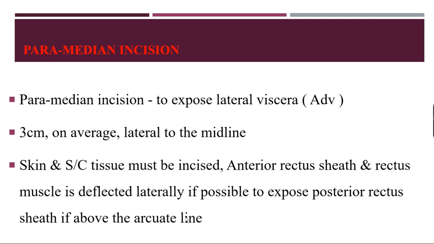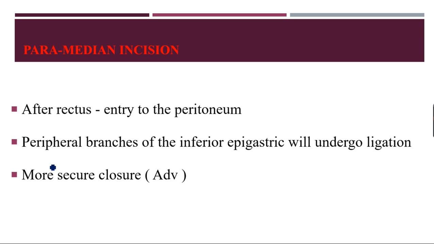There are a few advantages. Whenever we want to expose the lateral viscera, the paramedian incision is always preferred as compared to median incision, as here you can see the lateral viscera we want to explore, and usually it is given an average 3 centimeter lateral to the midline. The skin and subcutaneous tissue must be incised along with the anterior rectus sheath, and here the anterior rectus sheath and rectus muscle are deflected laterally if possible to expose the posterior rectus sheath if we are working above the arcuate line, and you all know that below the arcuate line this posterior rectus sheath is usually not there, absent, right? And after going through the rectus we can enter inside the peritoneum.